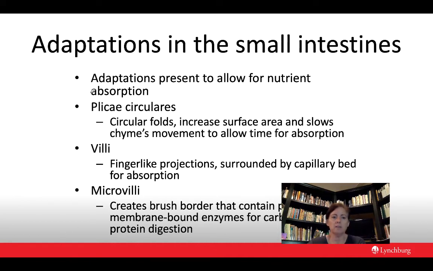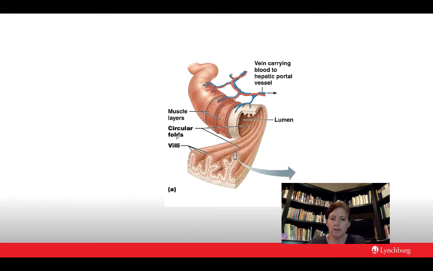One of these things is the presence of what's called plica circularis. If you cut open the intestines and look at them from the inside, you've got these circular folds. They're not smooth. They've got folds and ridges, circularly arranged along the length of the intestines. Here we've got a cross-section of the small intestines, and you can see these circular folds. If you open it up, you would see these circular folds on the inside.